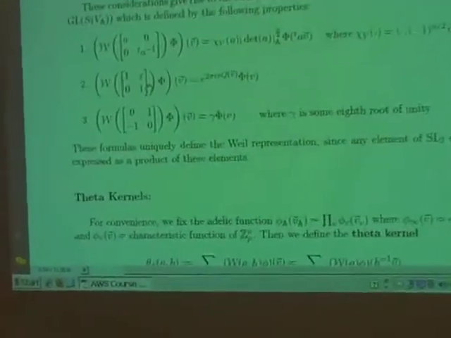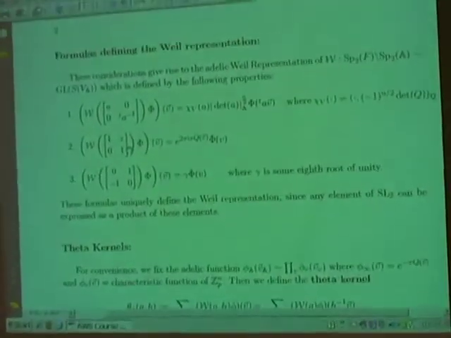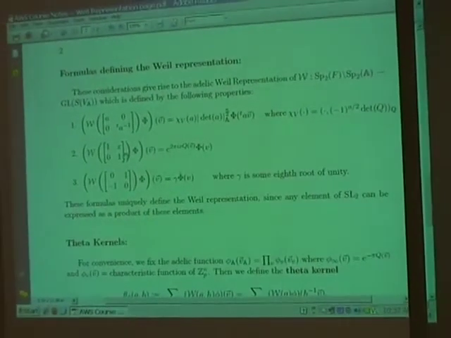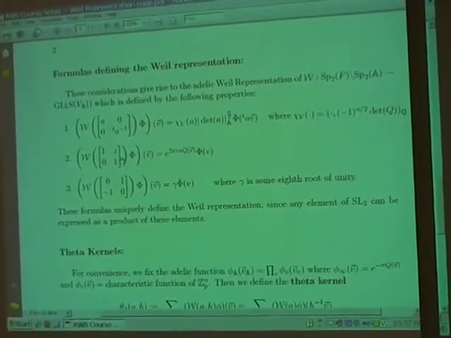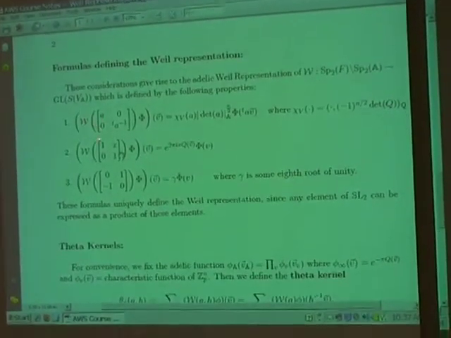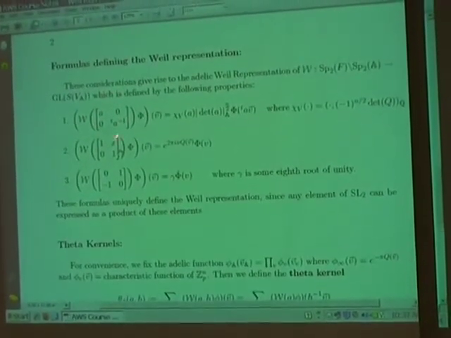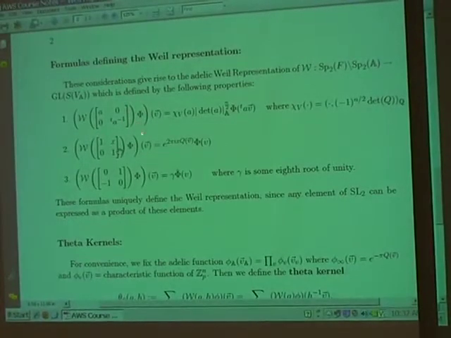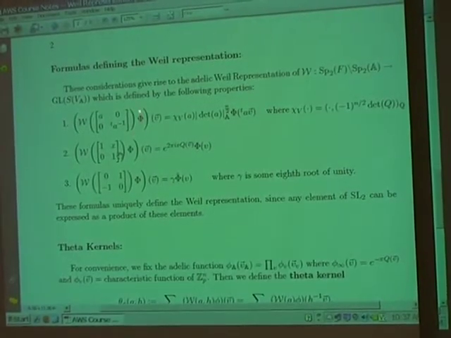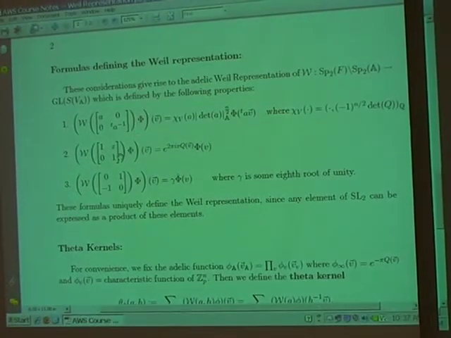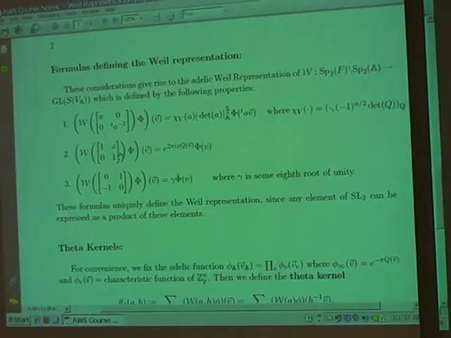Okay? And this is how it acts with SL2. Okay? So here, I guess a little bit complicated. So phi is a function on the vector space V. And the Weil representation is going to act by elements in SL2 on this function to give a new function on V. And so this is the formula for the new function in terms of the old function phi for every one of these elements.